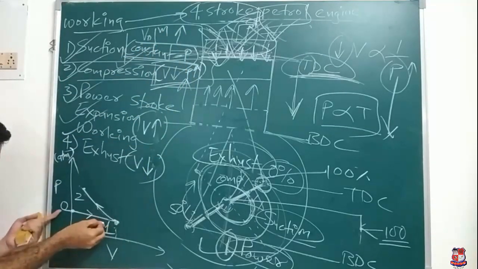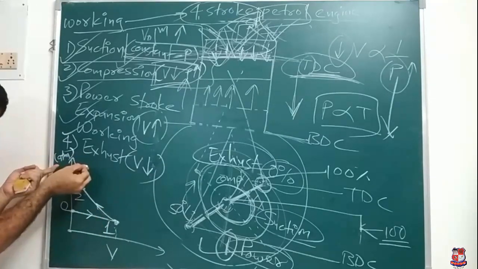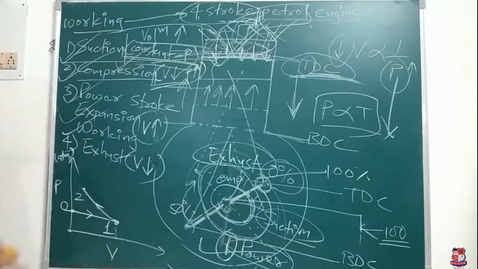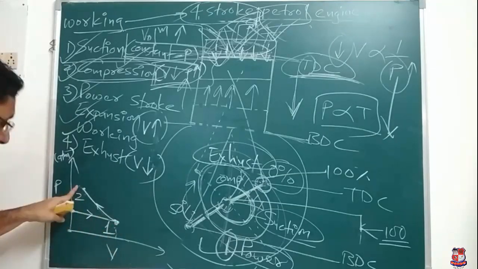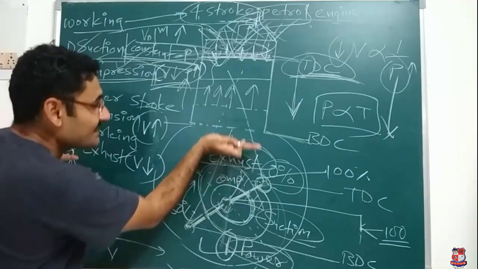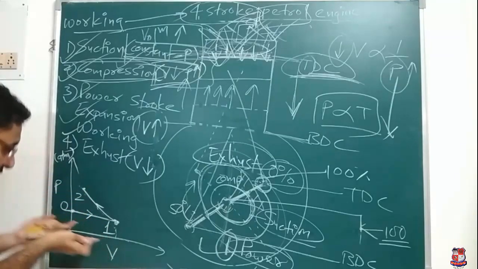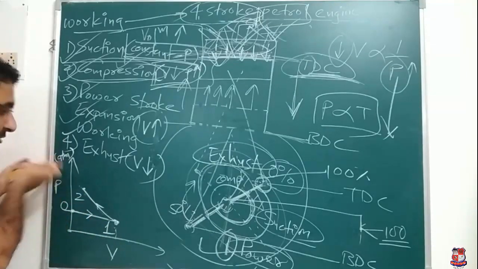You can see from point 1 to 2 when the graph goes, pressure is increasing. So it is which process? It is a compression process. And it is which stroke? It is known as the compression stroke. Clear about the compression stroke? In 1 to 2, pressure is increasing. Why? Because the piston is traveling from BDC to TDC, so pressure is increasing from P1 to P2.